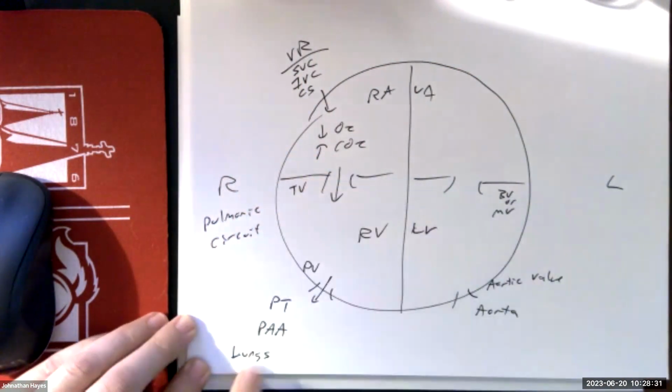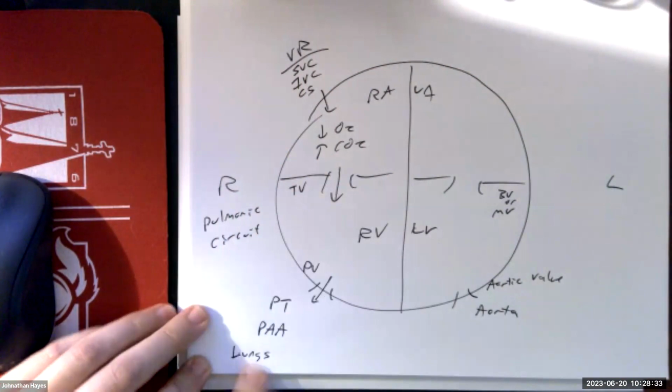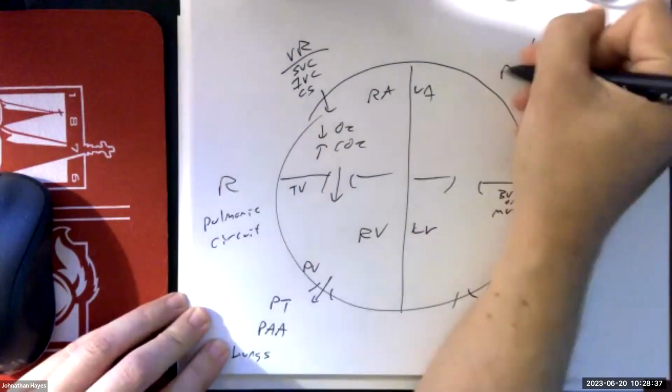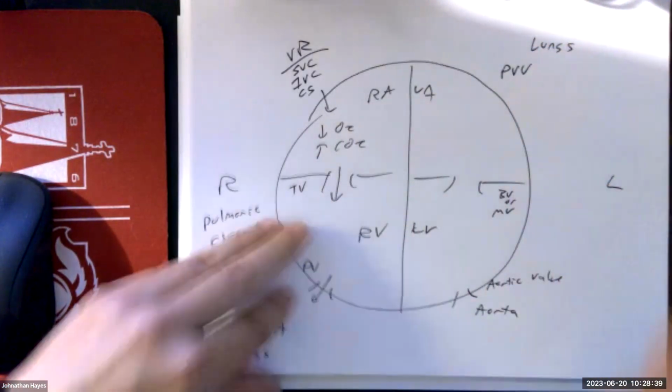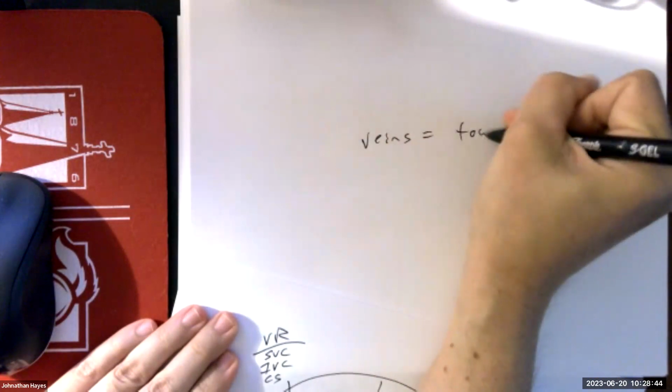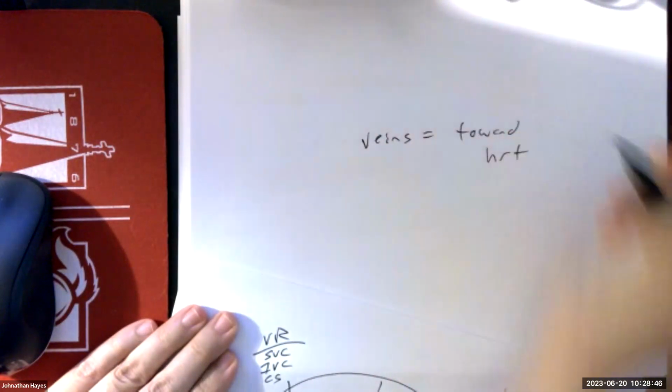Once we get the blood to the lungs, now we're going to take it back to the heart. So from the lungs, we're going to head back to the heart through pulmonary veins, because veins always carry blood toward the heart, okay?